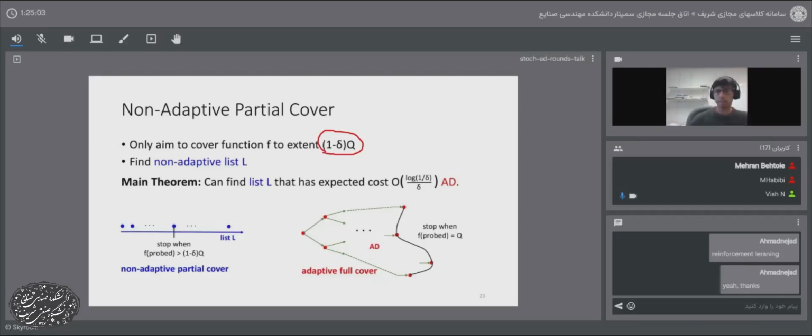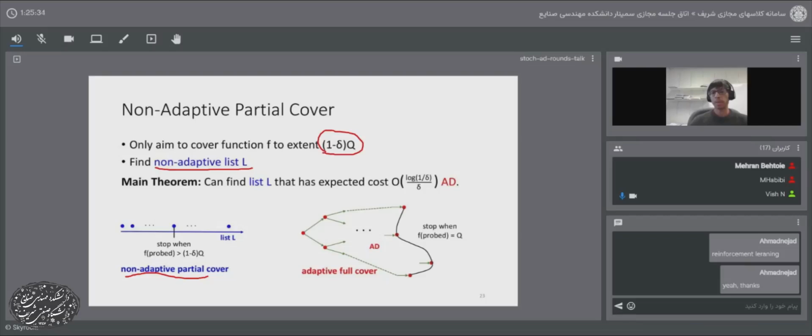Instead of covering the function fully, we are covering it partially, but we want to find a non-adaptive list. We want to come up with a list L, which is a linear ordering on the items, which we are just going to probe along this fixed linear order until the value of the function exceeds our threshold, which is (1 minus delta) q. So that's the non-adaptive partial cover, and that's what we will find as an algorithm.